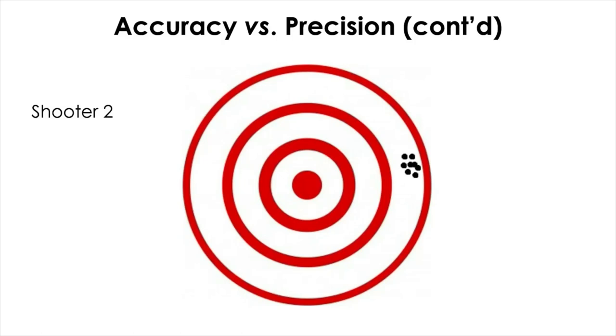On the other hand, what about this shooter, number 2? Unless she or he aimed at the corner on purpose, the average location of the shots is actually far from the center. However, we can see that the shooter is at least quite precise, as all the shots are very close together, no matter how far they are from the center. So what is possibly going on here would be that the gun is not calibrated well.